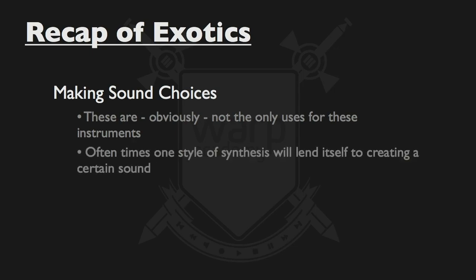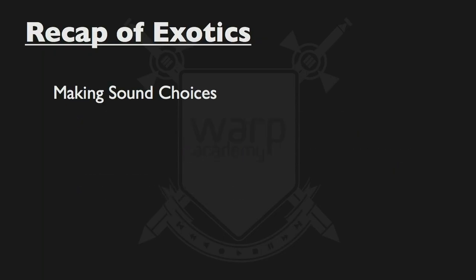Creating warm analog style tones with an FM synth is certainly possible. It just may not be the easiest solution if that's what you're after, so the key is to learn your instruments and know when to go to each for specific sounds. This comes with practice and with experience.